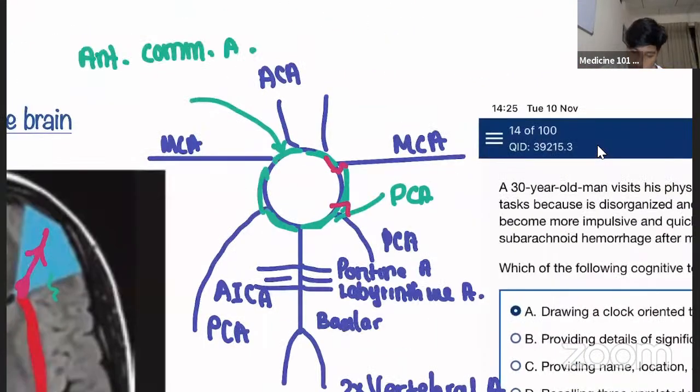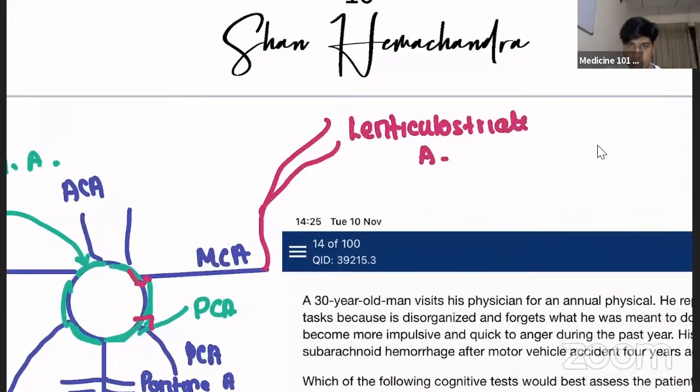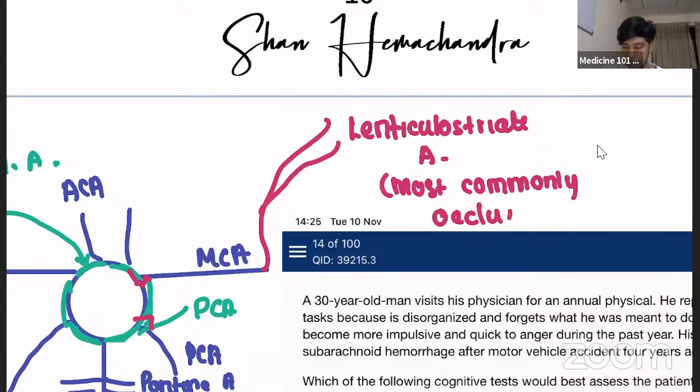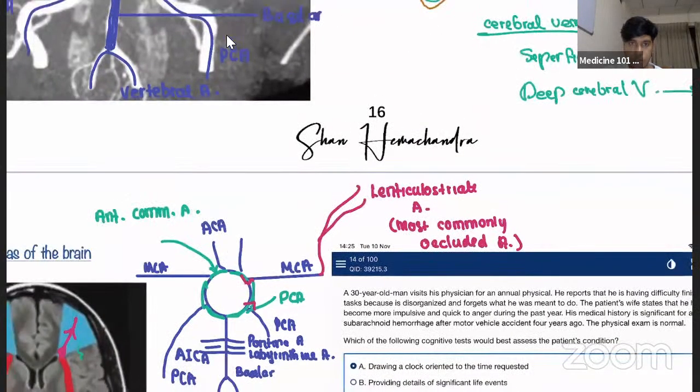Okay, and there's one artery which is very commonly occluded. It is called the lenticulostriate artery, and you need to remember this as the most commonly occluded artery. Occluded means blocked. Lenticulostriate artery, the most commonly occluded artery, and I will come back to this. You need to know this. Okay.